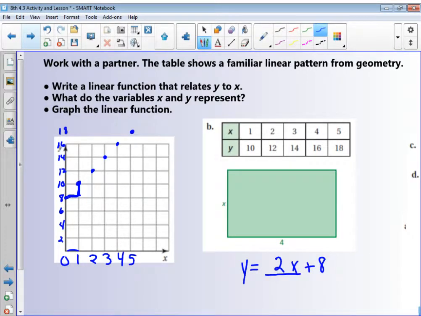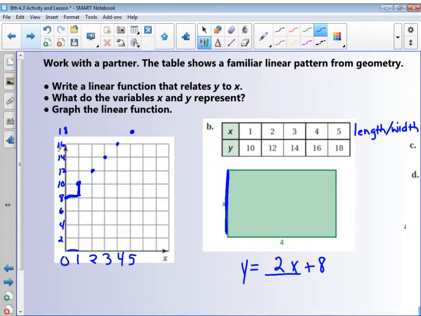Okay, the other thing that we have to do other than graphing it and writing our equation is we have to identify what x and y are. So x, well, what is this? X is our length, or if you put width, that would be okay too. Just depends on how you view the rectangle.